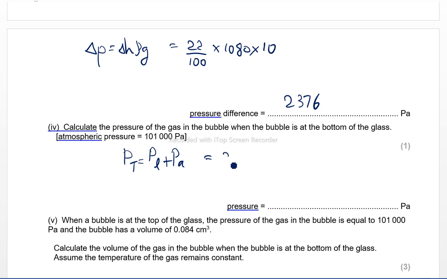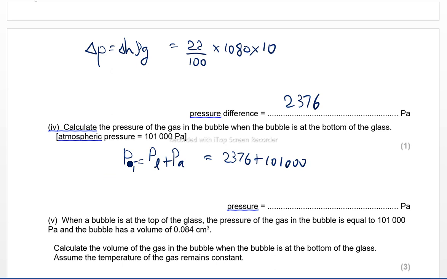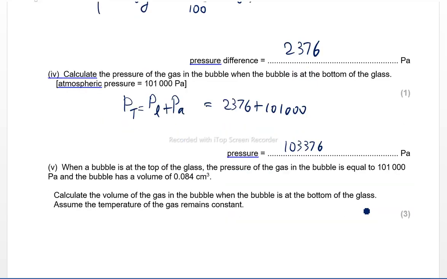The liquid pressure we found previously, 2376. Atmospheric pressure is 101,000. So when you add these two numbers, I get the answer as 103,376. So the answer we get is 103,376. Okay, children. Right. Moving to the next question.